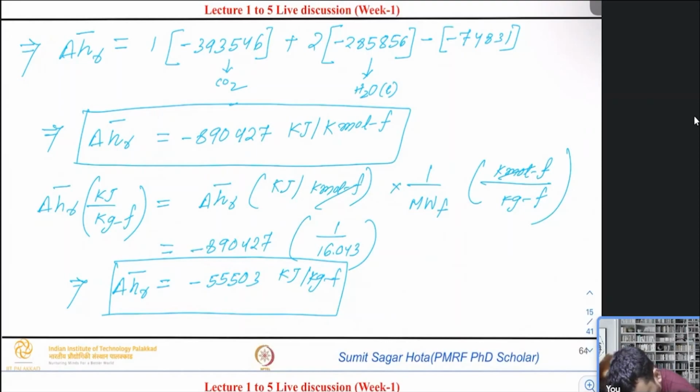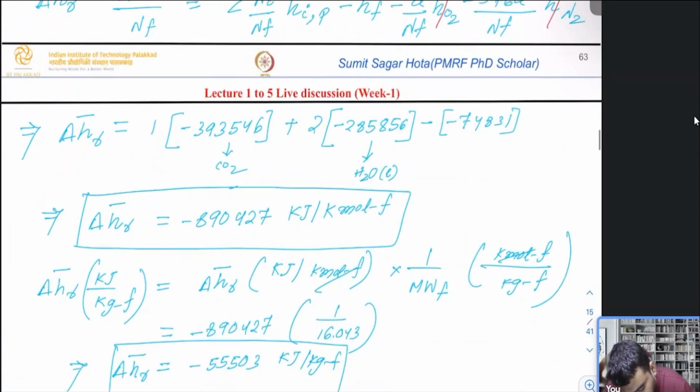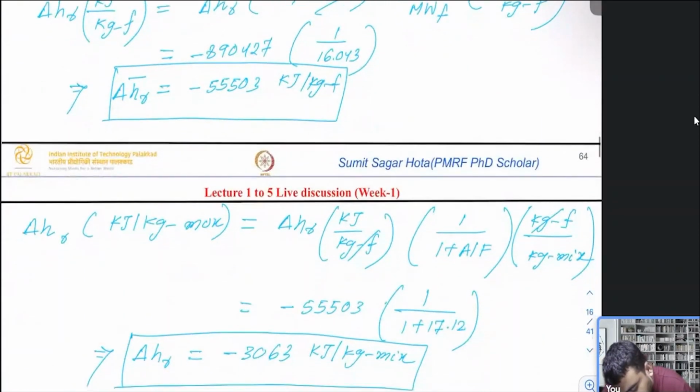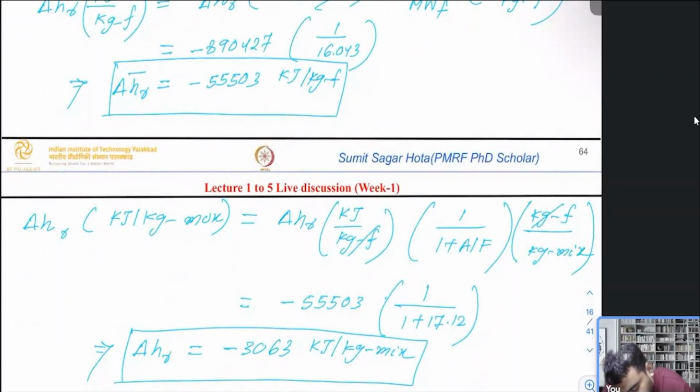Now you have to calculate kilojoule per kg of the fuel. So what you do is divide it by the molecular weight of the fuel. And what is the fuel molecular weight? That is 16.043. By doing this you get minus 55,503 kilojoule per kg of the fuel.